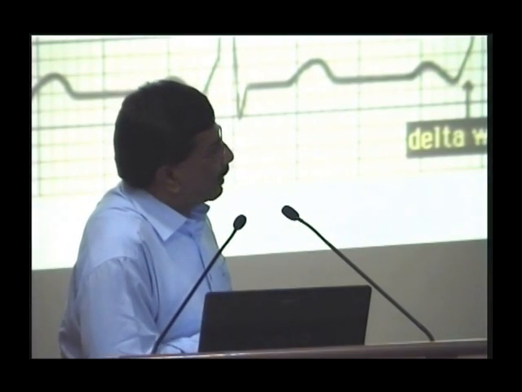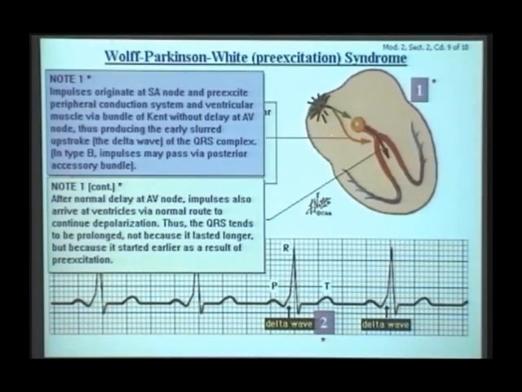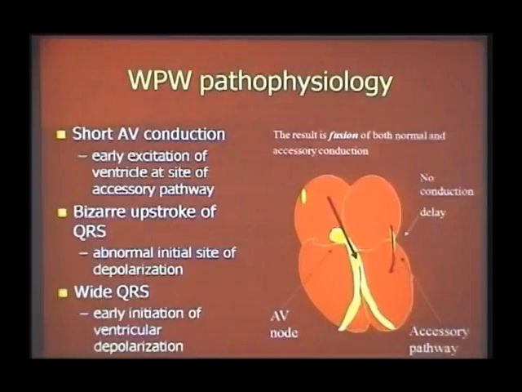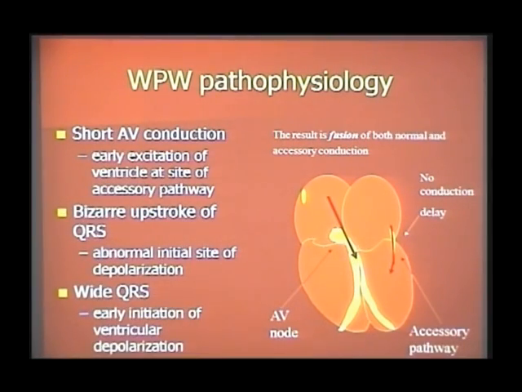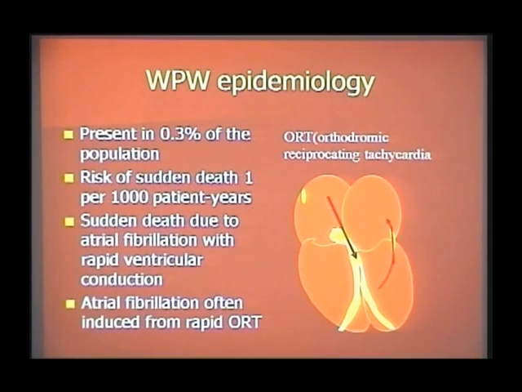So this is a fusion complex. As you can see, the activation fronts coming through the accessory pathway and also the normal pathway produce the short initial delta wave, and the terminal QRS complex is narrow, which is contributed by the spread of impulse through the normal conduction system. So what happens is, in this short AV conduction, there is a bizarre upstroke of QRS and a wide QRS because of the early initiation of ventricular depolarization. The problem is it happens in 0.3% of the population.